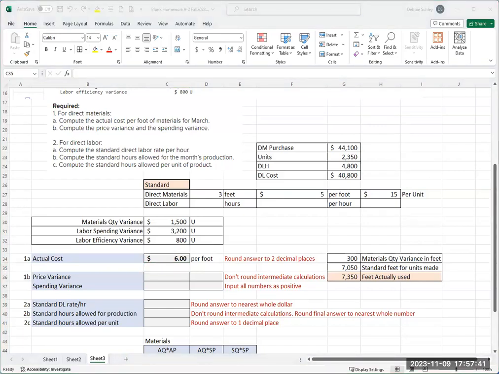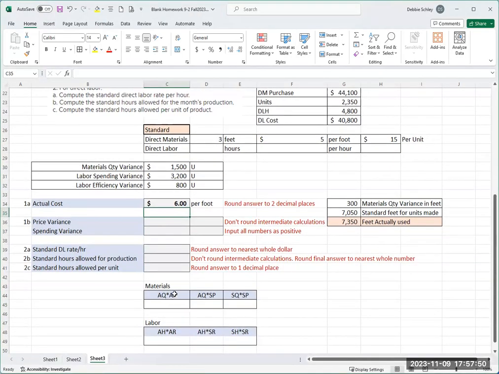So, materials price variance. First, remember, I like to figure out all 3 of these numbers first. And then I will figure out for required 1B, the price variance and the spending variance. So actual quantity, actual price, they told me the total direct materials purchase was $44,100. The actual quantity, well, I can't do that one yet.